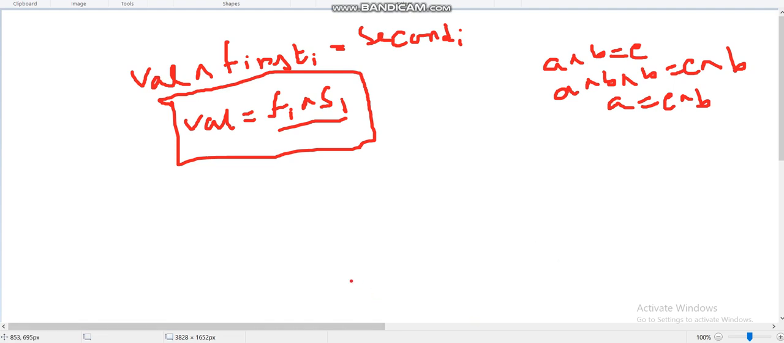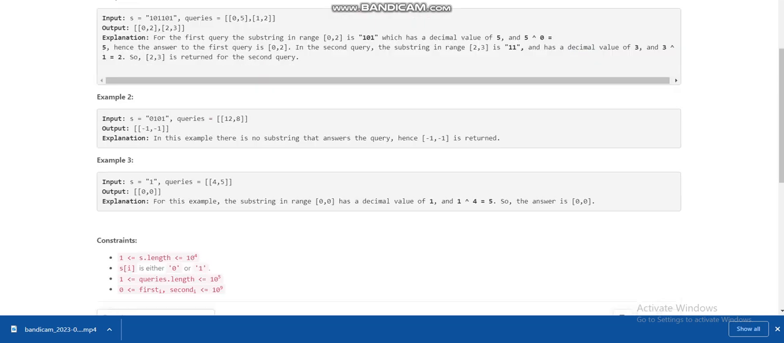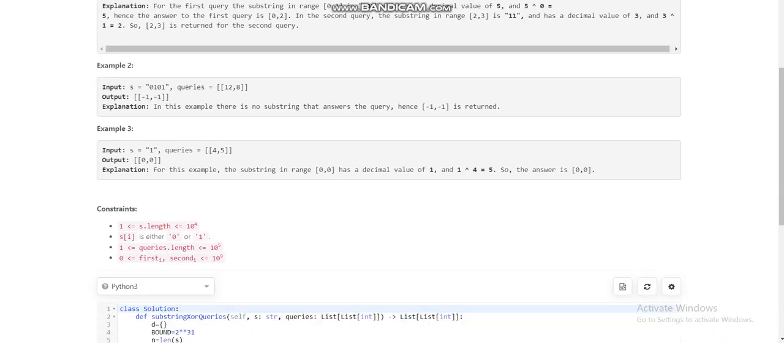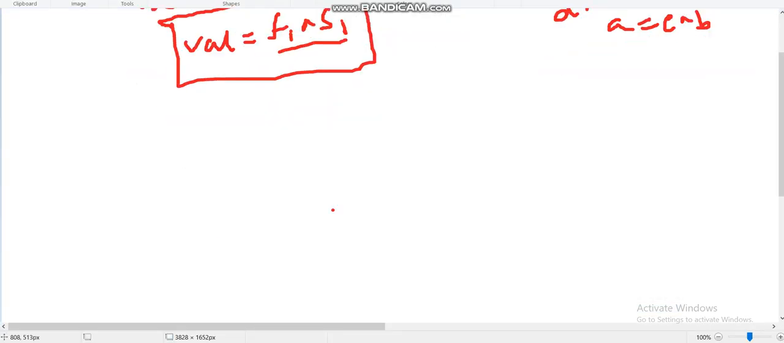Now for solving this problem, some observations are required. Let's check out the constraints first. The first constraint is the queries length is up to 10 to the power 5, and first_i and second_i are up to 10 to the power 9, or you can say 2 to the power 30. Now let's jump into the observation part.